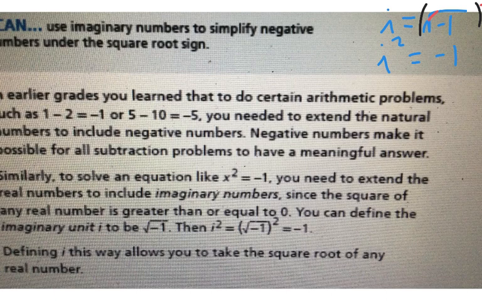There's actually a pattern if you keep raising this to the next power and the next power, but we're not going to go into that this year. You'll do that next year. Okay? Miss Ferguson? Yeah. Well, in Algebra 2.